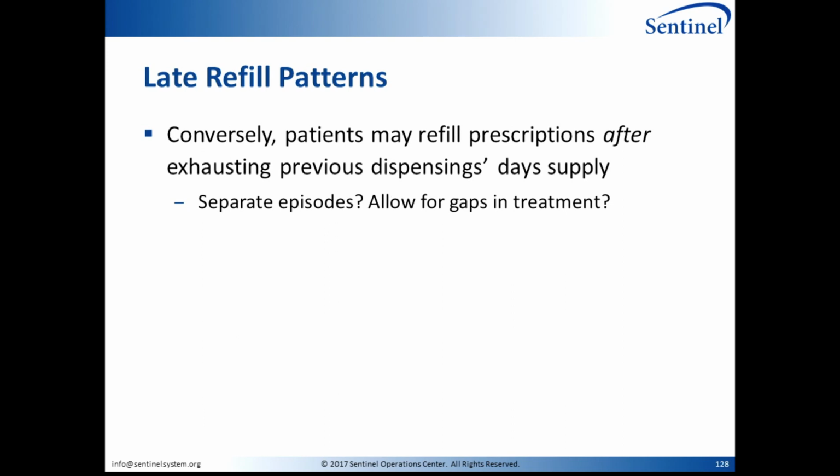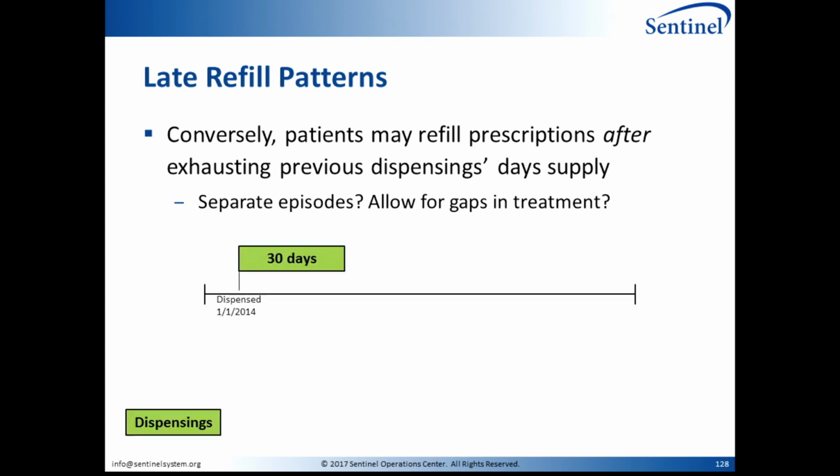We also have the converse. We have people who actually pick up their prescriptions late. So they have a 30-day dispensing, and then they get busy and they don't do something, and then 3 days later they're gapped in their medication, and then they go pick up their next dispensing and then start taking it. So then the question is, do you consider that gap to be a period of time where they're not exposed? Or do you think that biologically, that drug is still in their system and they're still at risk of having an event?